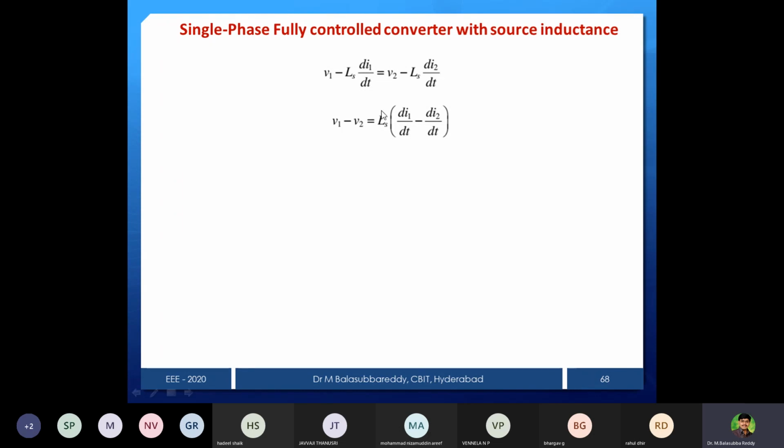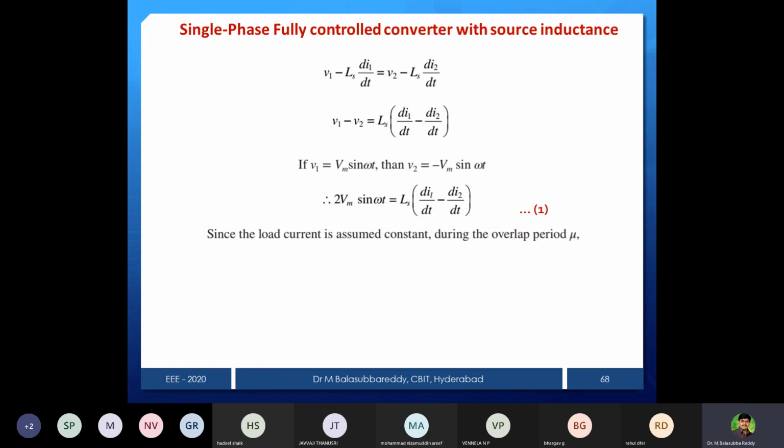Then you subtract these two: Vm sin omega t minus minus Vm sin omega t will give 2 Vm sin omega t. So that is V1 minus V2. Then I can write 2 Vm sin omega t is equal to Ls times di1 by dt minus di2 by dt. That is equation 1.